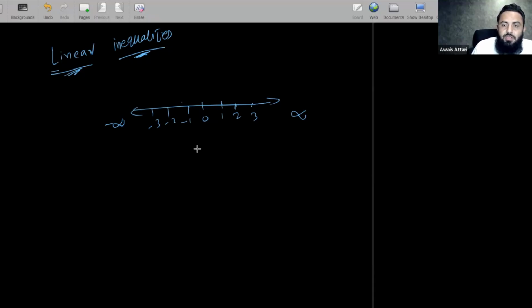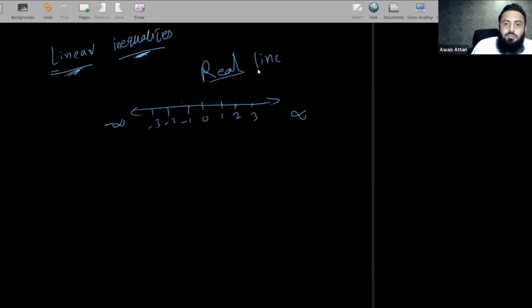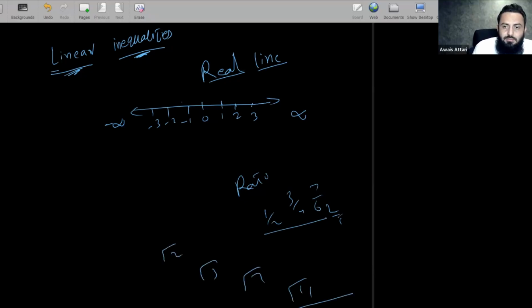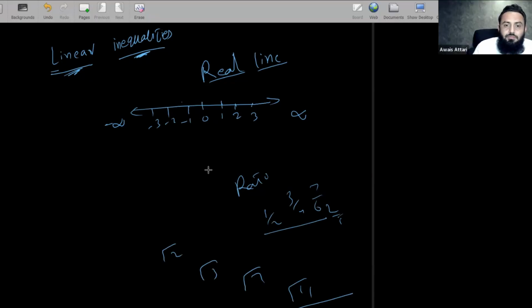Where are rational and irrational numbers? We are calling it the real line. Real numbers consist of rational numbers, like the fractions 1/2, 3/4, 2/5, 7 over something like that. Irrational numbers means √2, √3, √7, √11, something like that. When we talk about the real line, we must have rational numbers, irrational numbers, integers, everything. We must have everything within the real line.